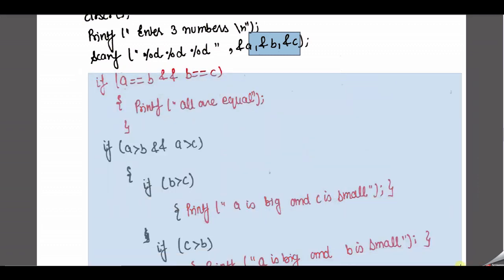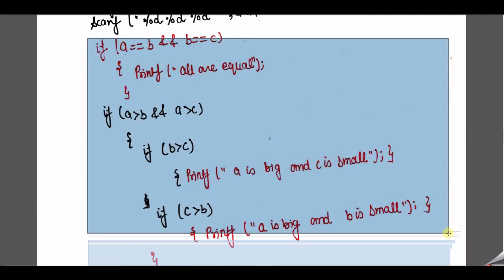Now what is the main logic? Our main logic starts from here. I need to check which number is the biggest. So I think: if our A, the first value, is equal to B, and our second value is also equal to the third value, what does that mean? Our first number is equal to the second, and the second number is equal to the third. That means all the numbers are equal. Okay, so this is also a possibility.